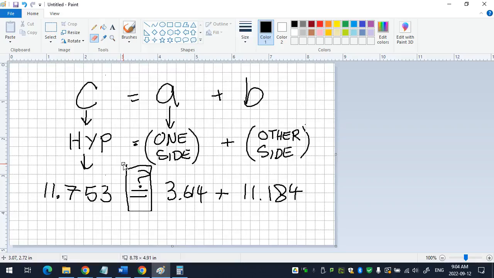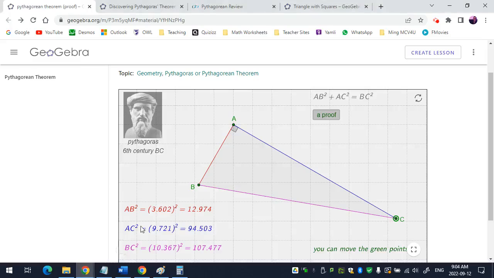So can someone tell me what's 3 plus 11? Seriously, what's 3 plus 11? 14. And obviously, this decimal plus this decimal will make it more than 14. It's already not equal to that. So if you ever think that the Pythagorean theorem is C equals A plus B, you are completely off. It's C squared equals A squared plus B squared. Perfect. Okay. So that's one way to see it.